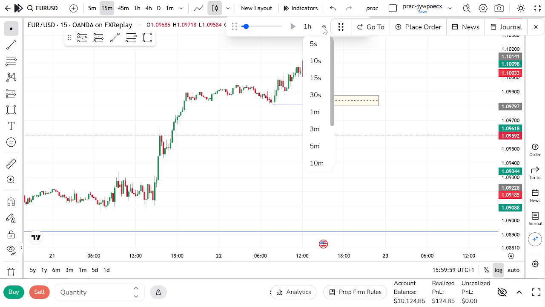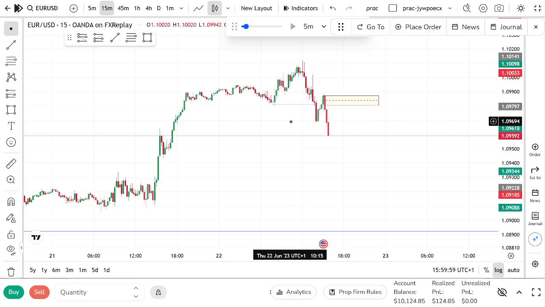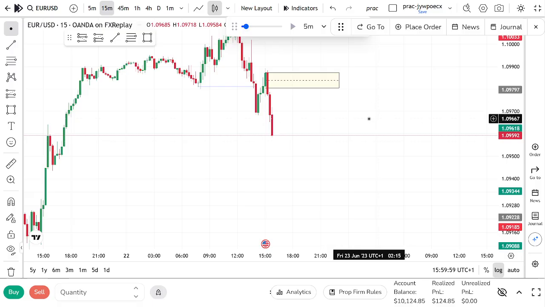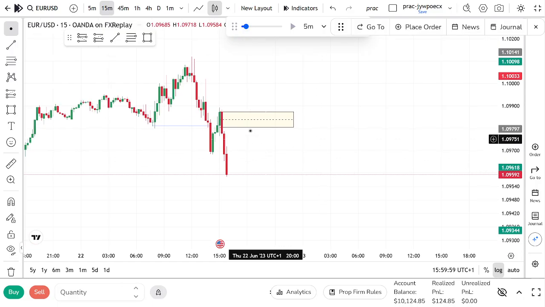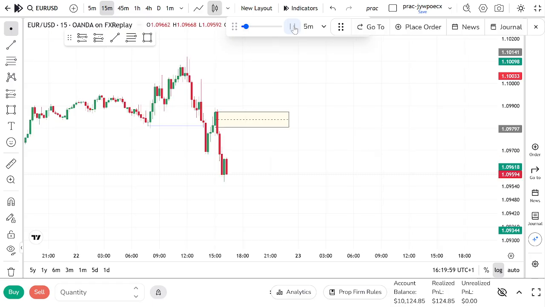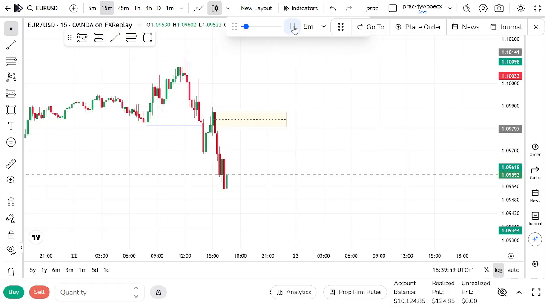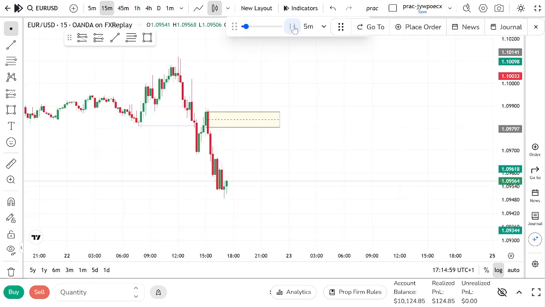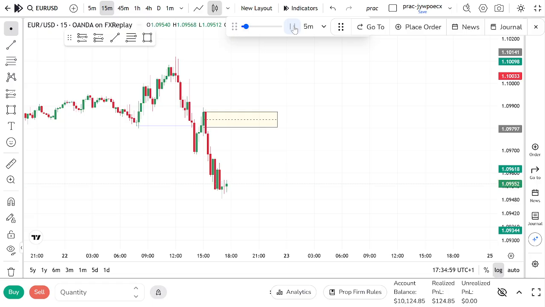Let me put it to 5 minutes so we don't skip price, so I can show you exactly what I would have done. You can see this one has mitigated this one. All that I have done. Let's see. Okay, price is already headed towards the side. Why did they rally like this?